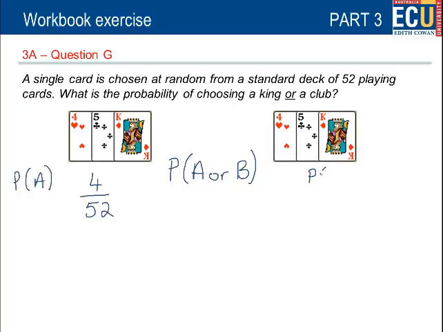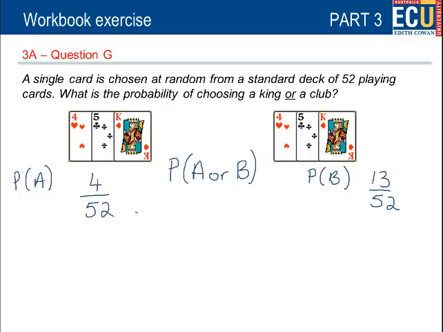Let's have a look at the probability of B. What is the probability of selecting a club? Again, I know that there are 52 cards in a standard playing deck, and I also know that there are 4 suits, and each suit holds 13 cards. Therefore, the probability of B occurring is 13 over 52.